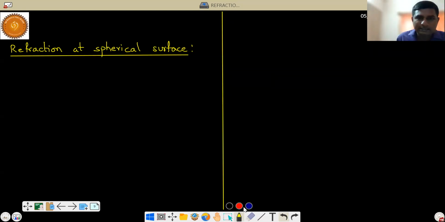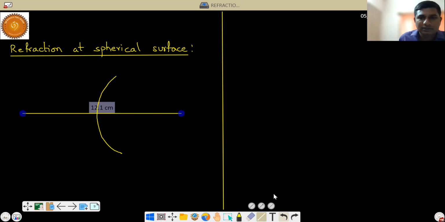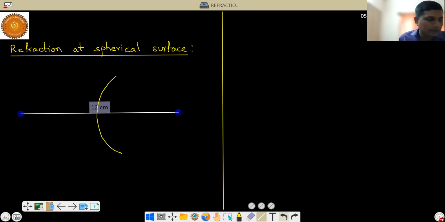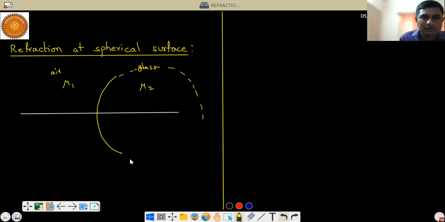Suppose there is a spherical surface separating two different media. Let us say this is one medium, mu1, and this is another medium. Suppose this is air and this is glass, that means this is a part of a glass sphere. So this is air and glass, one is mu1, another one is mu2.